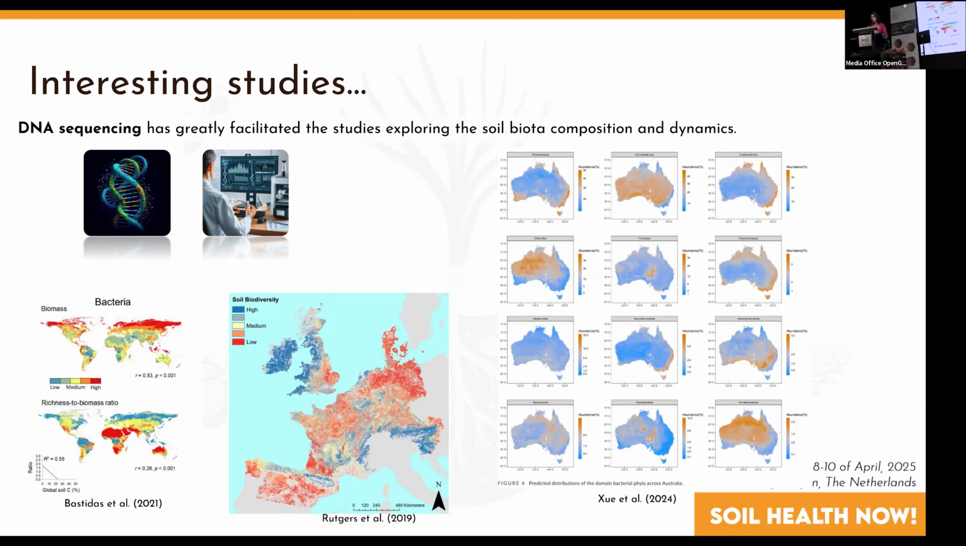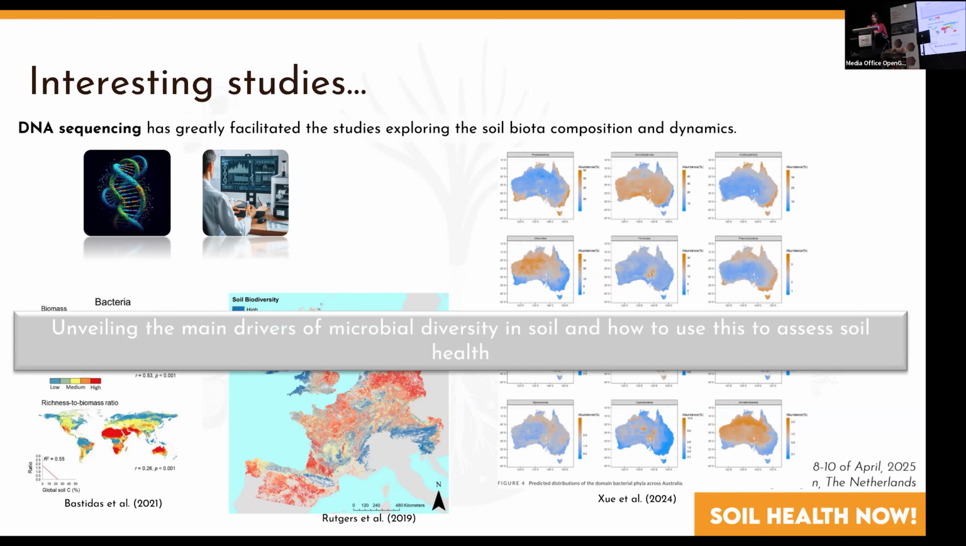The point is that we know that we have some tools and we have the capacity to map these indicators. But based on these exercises, we need to unveil the main drivers of microbial diversity in soil, but we also need to understand how to use this to assess soil health. And that's the point of this presentation and the point of this story.